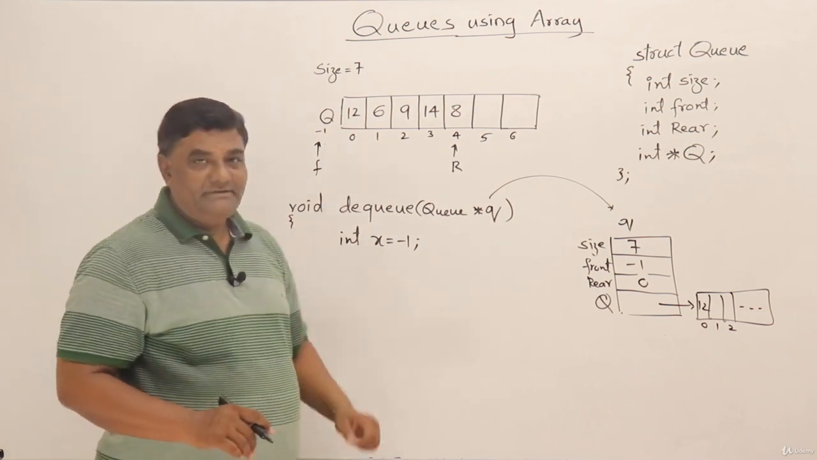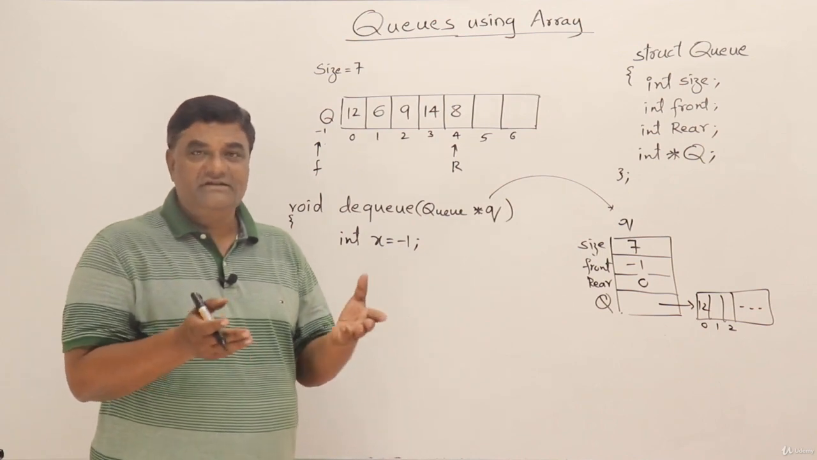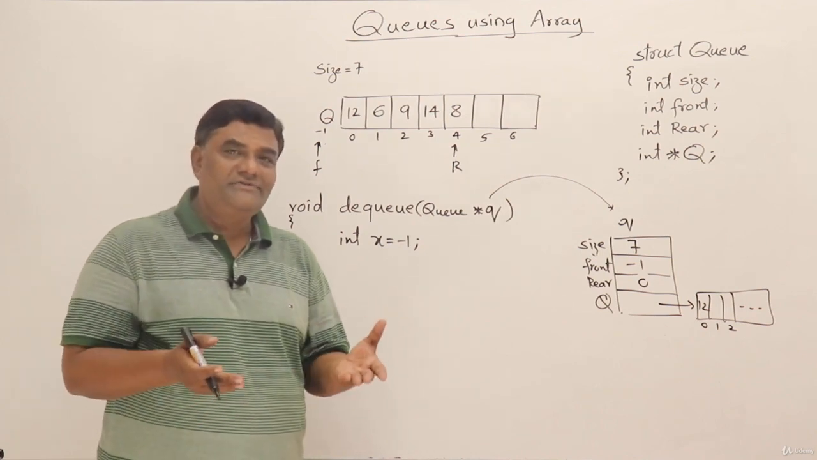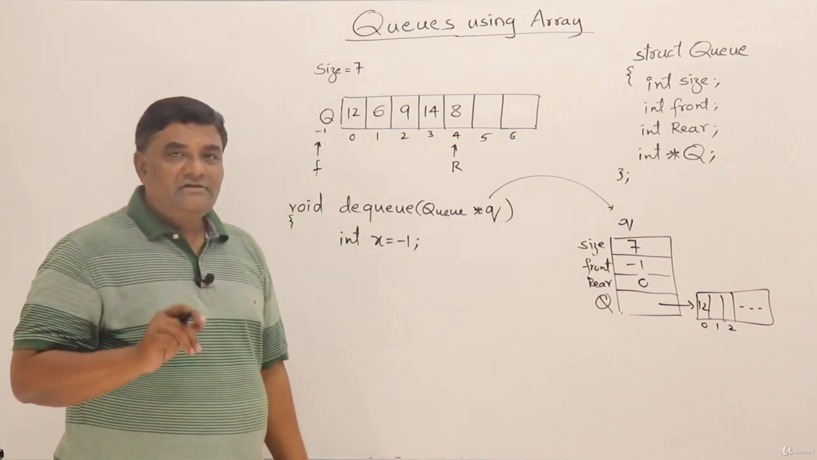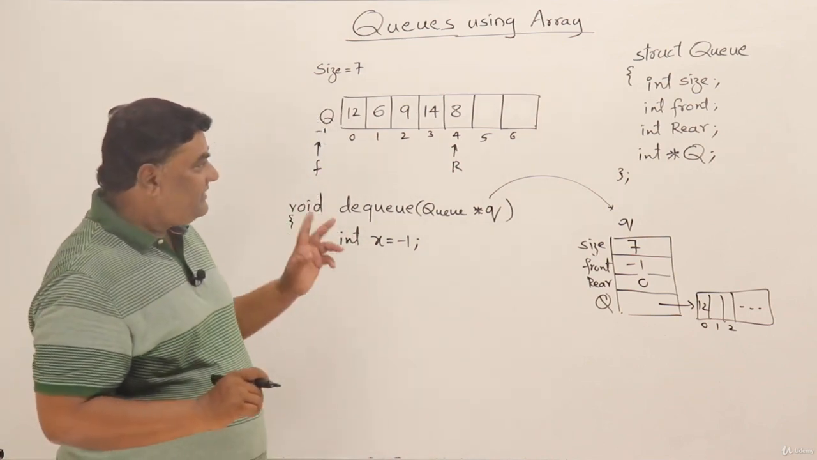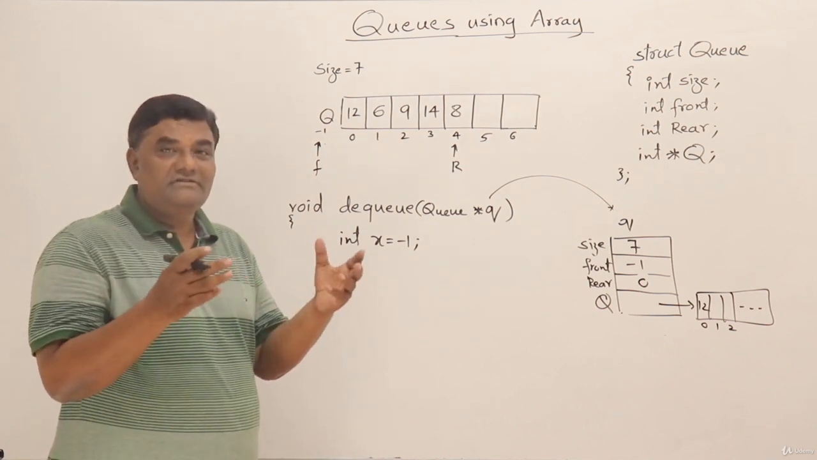Now let us write down the steps. Before deletion, what do I have to do? Before deletion, check whether there are some elements or not. If there are no elements, we cannot delete. When there are no elements, it means it is empty. So what is the condition for empty? If front and rear are equal, we cannot delete. So if front and rear are equal, it is empty.